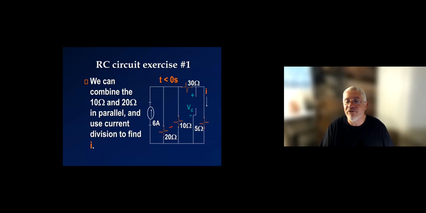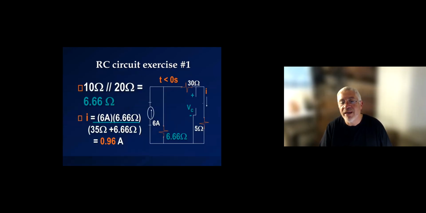I can combine in parallel, and after that, I can use current division and find I, and then from I can find VC as well. I need the voltage across the capacitor besides the current I, which is what you are required to calculate here. So again, not a ton to do, fairly simple. And once I have I, the capacitor voltage is simply 5 times I, okay?